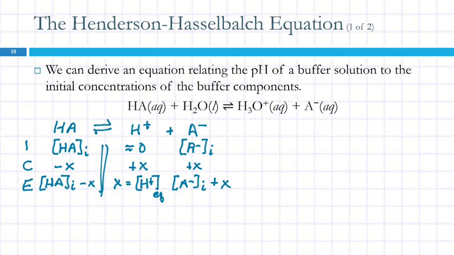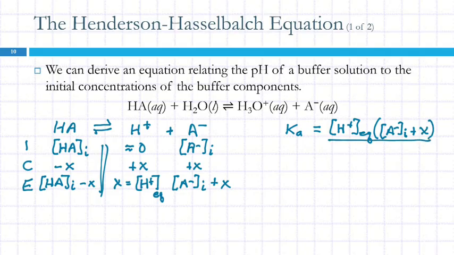And if we want to find the pH, that's what we need, right? We need to find the hydrogen ion concentration. So we can put this into a formula. It's going to be this times this divided by that. So H plus at equilibrium times A- initial plus X divided by HA initial minus X.